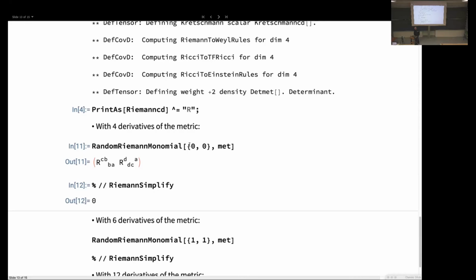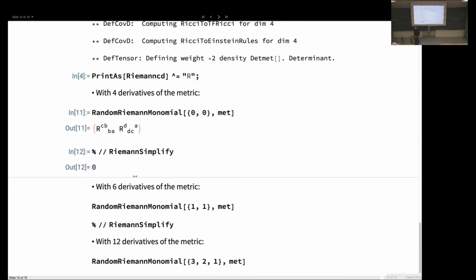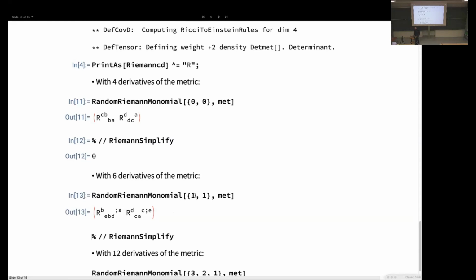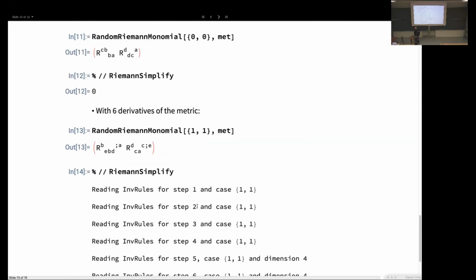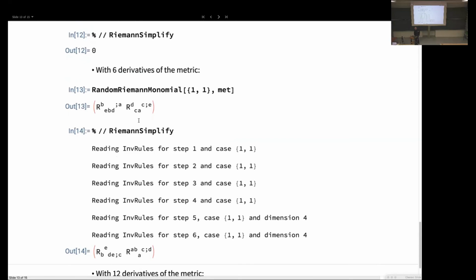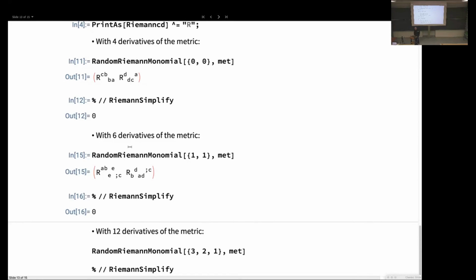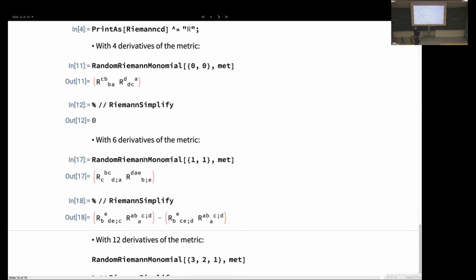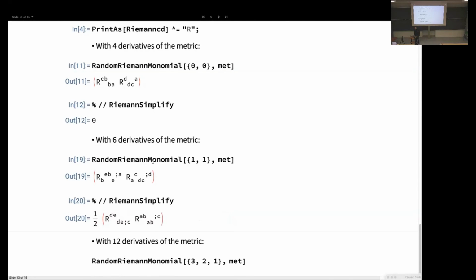So this means zero derivative, zero derivative. This is a very trivial case. So let's do two Riemanns, each one differentiated once. Okay, let's see if we find some interesting case. Purely random. Okay, so you see, the expression doesn't have to be smaller, but it will be unique.